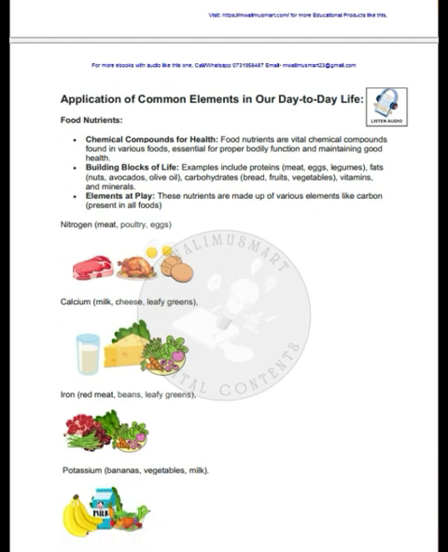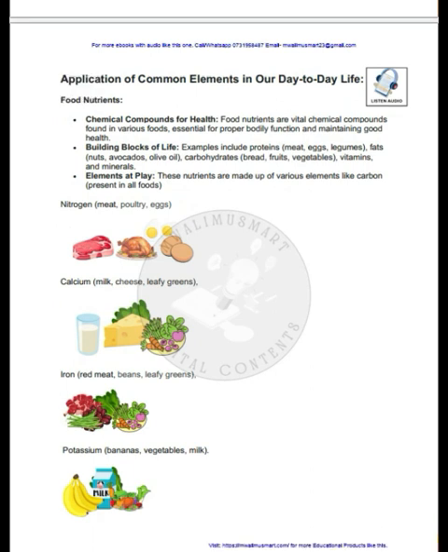Here are some key points to remember. Compounds are always made from 2 or more different elements. Chemical formulas help us understand the building blocks of any substance. Elements can combine in countless ways, creating all the amazing things around us.